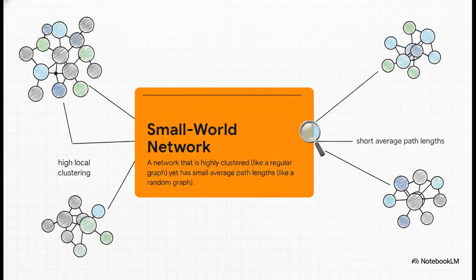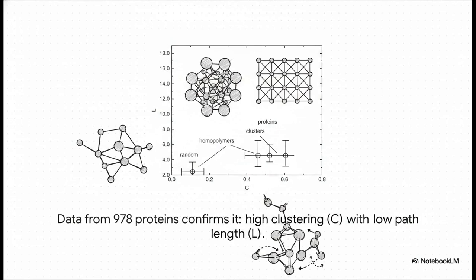It has that high local clustering, all those little cliques, of a regular network, but it also has the short average path lengths of a random network. It's exactly the six degrees of separation idea you've probably heard about in social circles. And look, this isn't just a cool idea. The data backs it up completely.